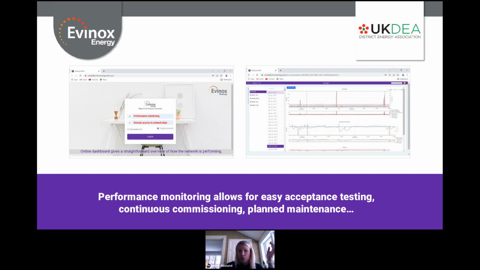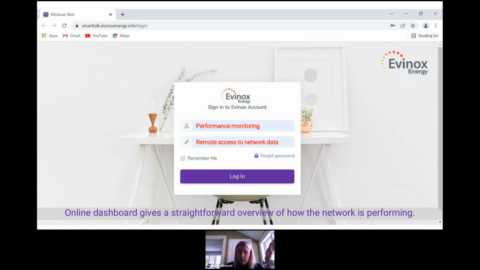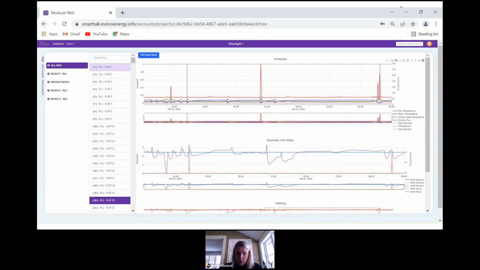There's a couple of examples of what our platform looks like, but it really helps with acceptance testing, continuous commissioning, planned maintenance, and I've said this a few times now, but it also gives you access to the tertiary system, so you can see what is happening there. You can change the set points remotely off the secondary side, change the heating set point remotely, the hot water set point remotely, pump speed remotely, and it gives you so many tools to actually analyze what is going on with your network that are absolutely crucial.